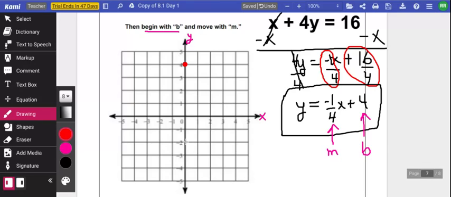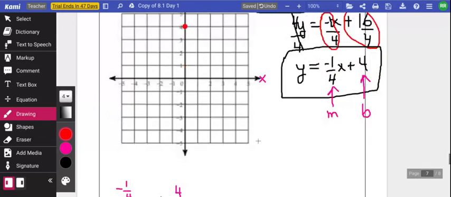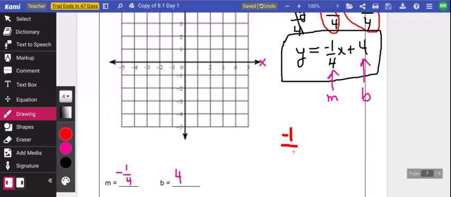That's where the line crosses the y-axis. After I begin with B, I should move with M. So what's M again? M is negative 1/4.